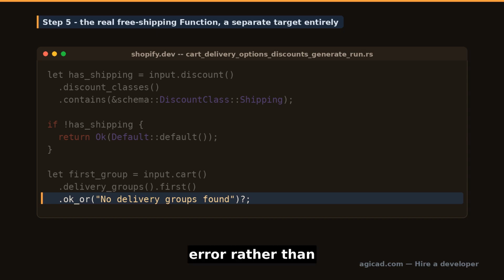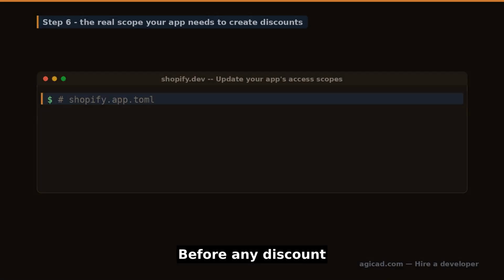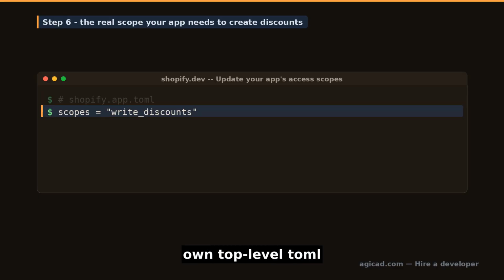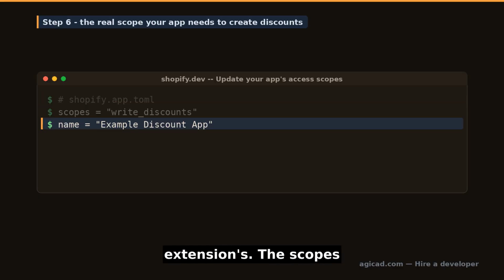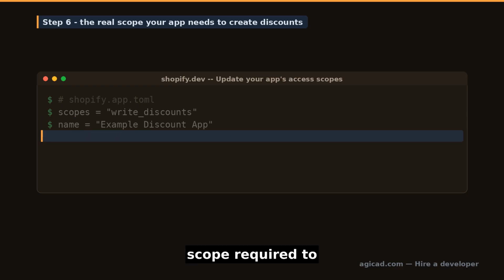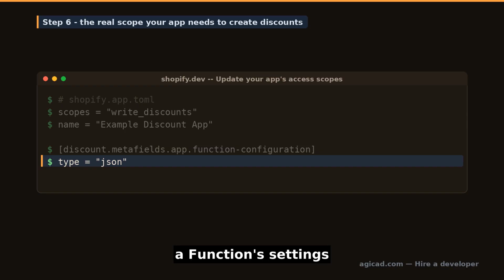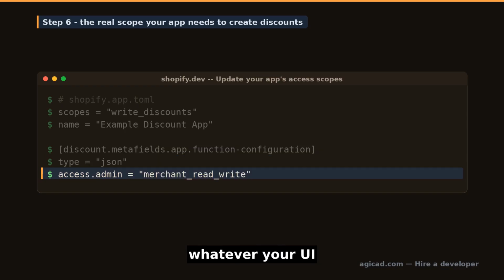Before any discount can go live, this real block has to exist in your app's own top-level TOML file, not the extensions. The scopes line adds write discounts, the specific access scope required to create and update discount records at all. The function configuration metafield block underneath it is how a function's settings, percentages, messages, whatever your UI lets a merchant configure, actually get stored and handed back to your Rust code as configuration data on every run.